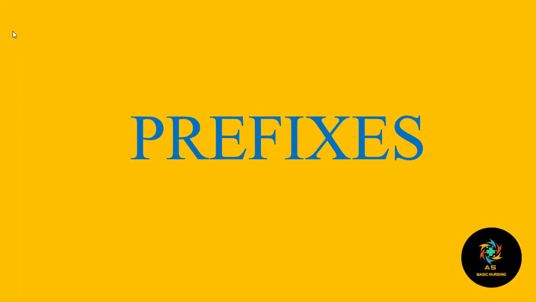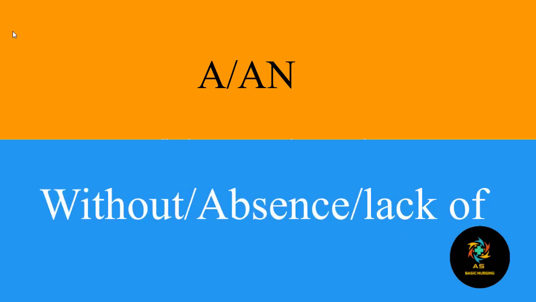Today's practical test is basically on prefixes. Our first practical test word is a or an, meaning without or absence or lack of. Example, apnea, meaning absence of breathing, or anemia, which means lack of red blood cell in the body.